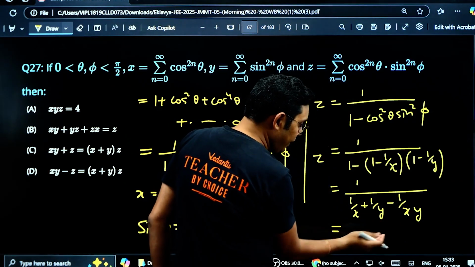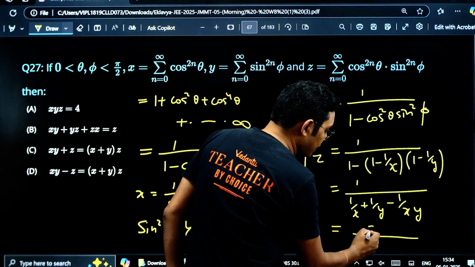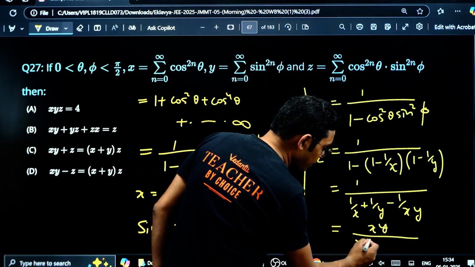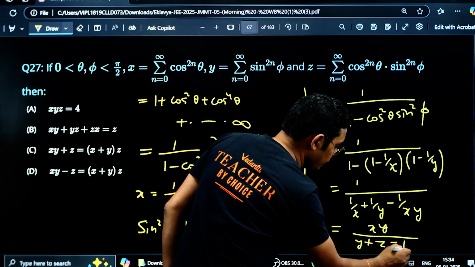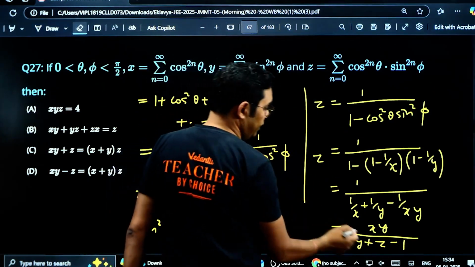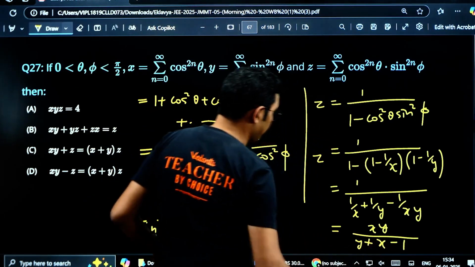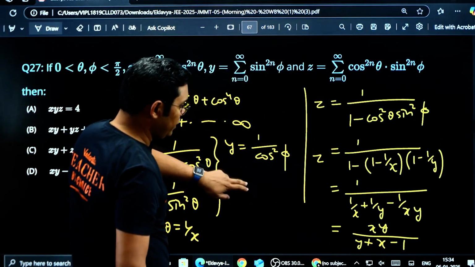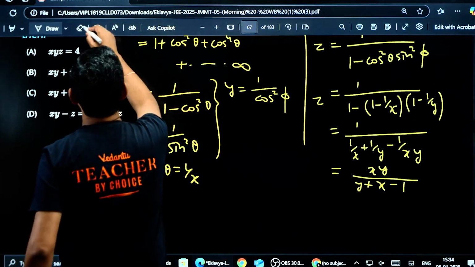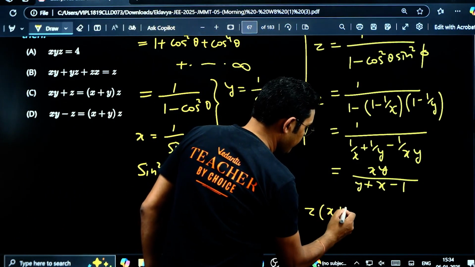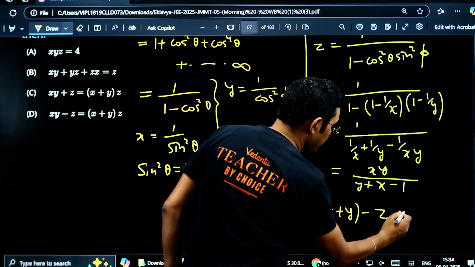If we take xy LCM in the denominator, I think it will come in the numerator actually. So xy, and this will be y here plus x minus 1. Y plus x, not z. Y plus x minus 1. And then we can solve it and we'll get the answer. So from this we are getting z into x plus y minus z is equal to xy.